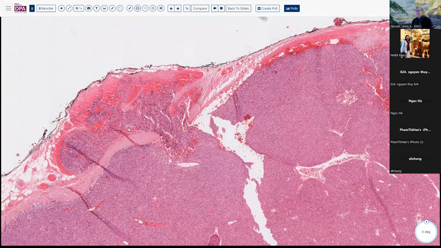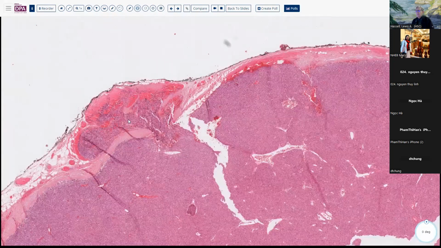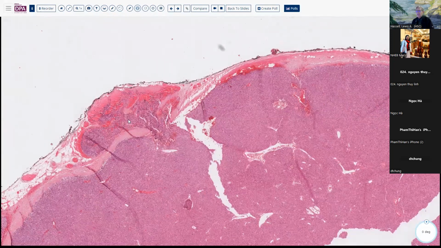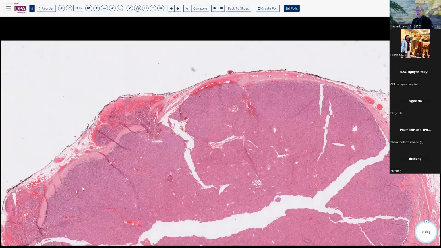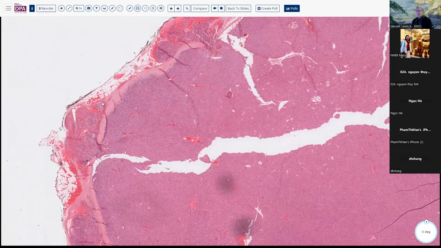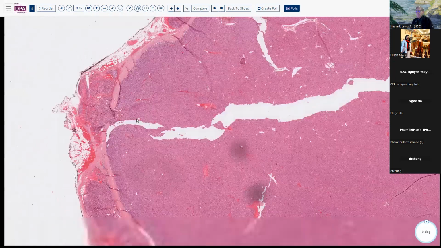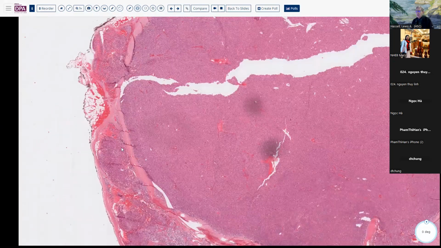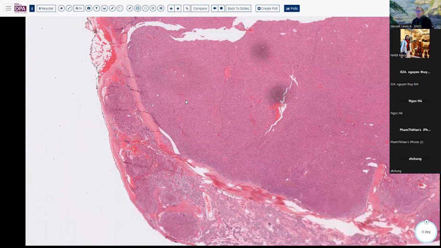But if you see this, you should look very carefully to make sure that you don't have other criteria that would establish malignancy. And especially in this situation, we see another area of capsular penetration here, and probably another area here where it's gone beyond and begun to grow.